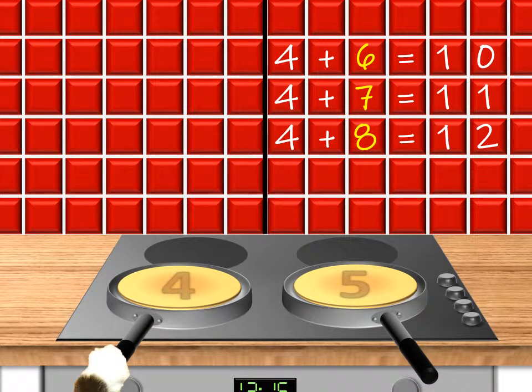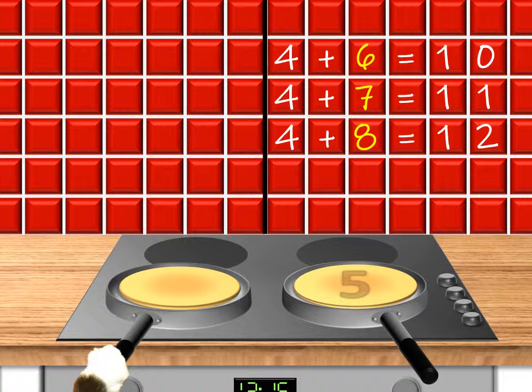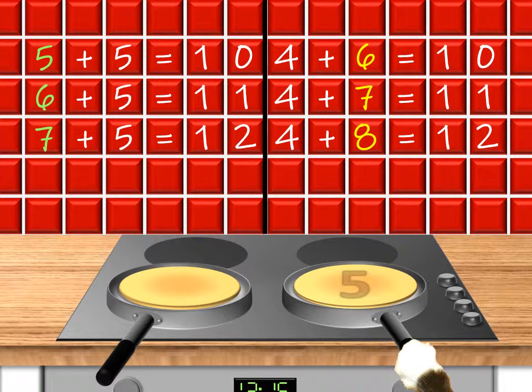In exactly the same way, we can calculate the possible numbers on the back of the left-hand pancake. We still need to find the totals 10, 11 and 12, but this time we need to work out what number add 5 would give us each of the totals. So by calculating these missing numbers, we find out that 5 add 5 equals 10, 6 add 5 equals 11, and 7 add 5 equals 12, which means that the number on the back of this pancake is 5, 6 or 7. But how can we narrow it down?